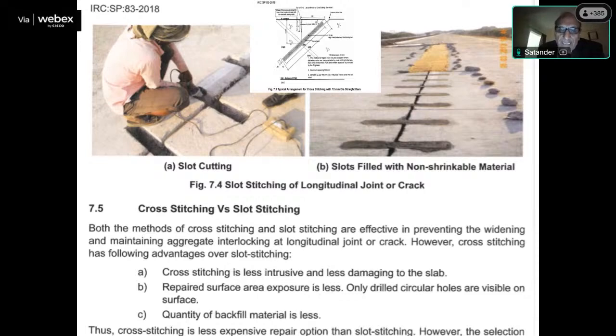What is written in 2018, in 7.5? Read it carefully: only cross stitching everywhere. A cross picture is drawn above. Both methods, cross stitching and slot stitching, meaning double bar retrofitting, are effective in preventing the widening and maintaining aggregate interlock at the longitudinal joint. However, cross stitching has the following advantages over double bar retrofitting.